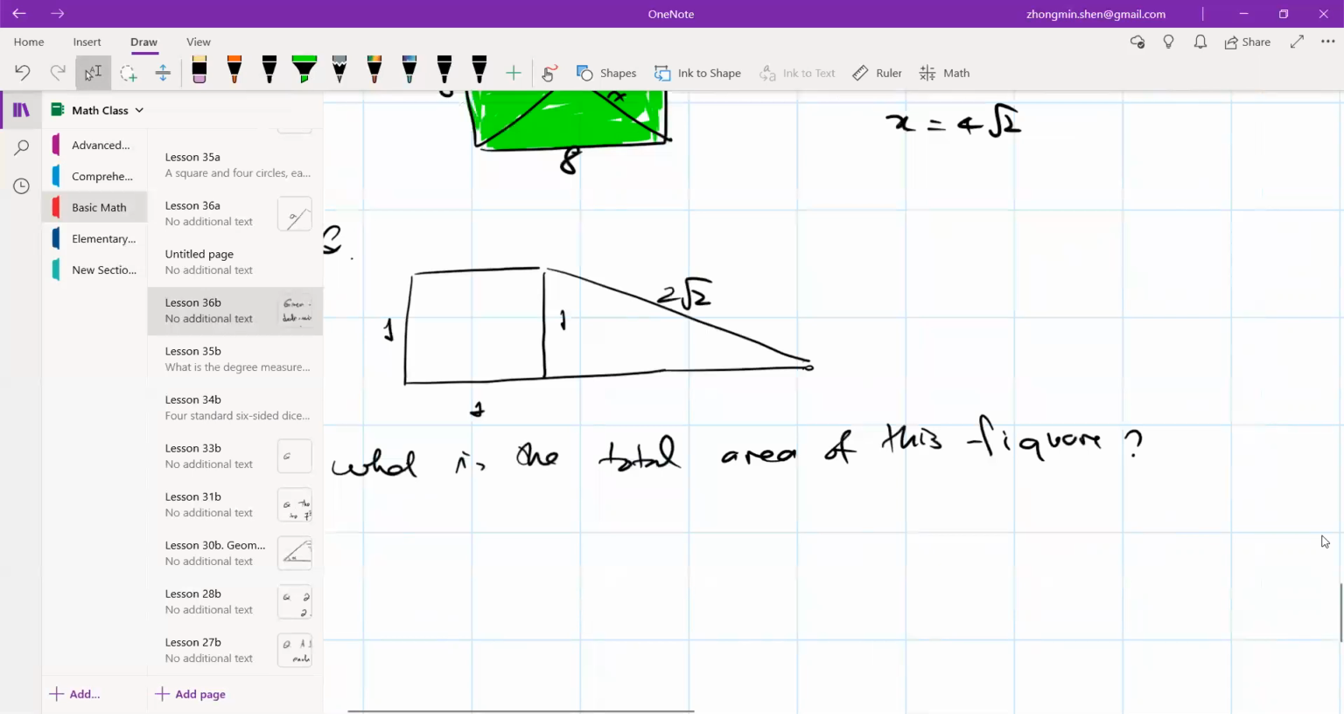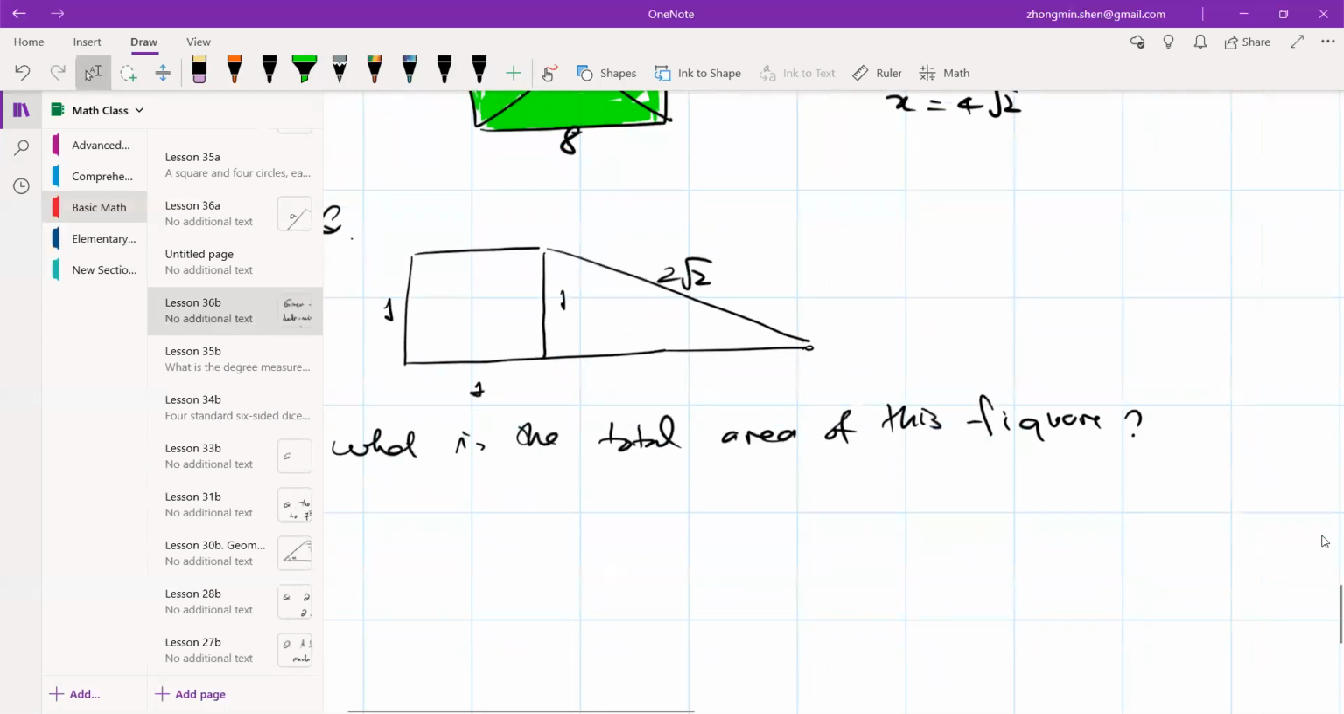We got 1 plus square root of 3. No. What? Any answers?